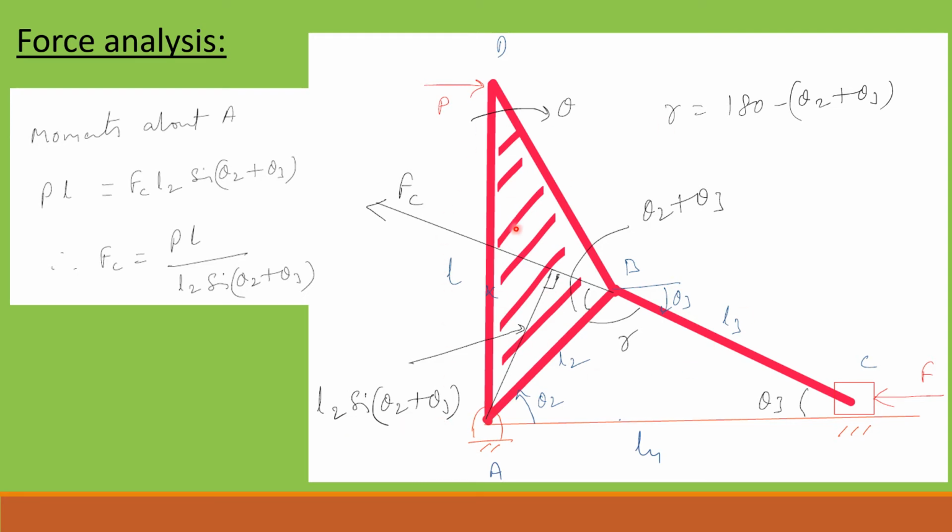So in this position, moments about A can be written as P into L equal to Fc L2 sine(theta 2 plus theta 3). So Fc can be calculated as Fc equal to PL by L2 sine(theta 2 plus theta 3).